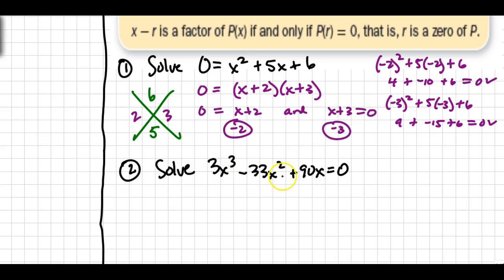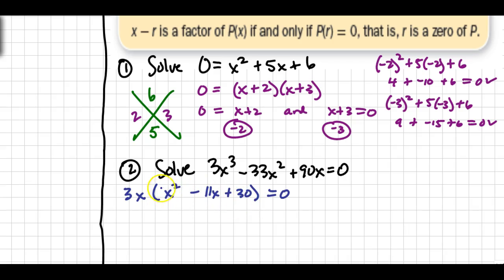Right away I can see that they all have an x and they all have at least the factor of 3. So I'm going to pull out a 3x. Then to find out what's left, I ask myself, 3x times what is 3x cubed? x squared. 3x times what is negative 33x squared? 11x. 3x times what is 90x? And that's 30.